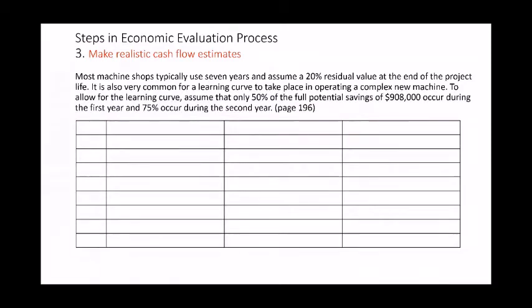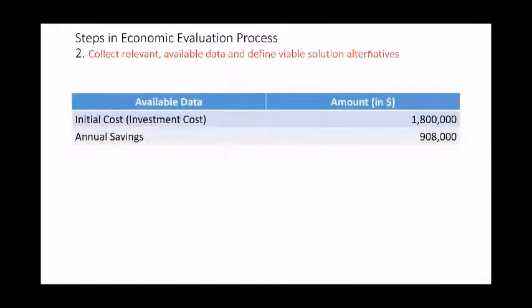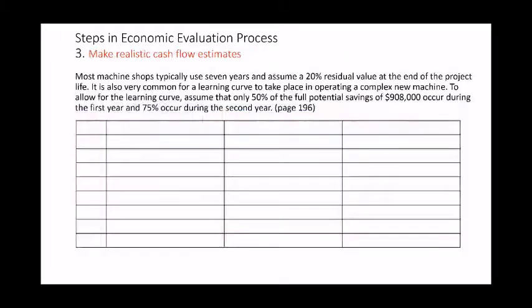Step number 3 is to make realistic cash flow estimates. We have the data already: initial cost or investment cost, 1.8 million, and annual savings. You need that to come up with what we call realistic cash flow estimates. Another additional information that we gather in that problem says most machine shops typically use 7 years. So that is n equals 7 already, and assume 20% residual value.